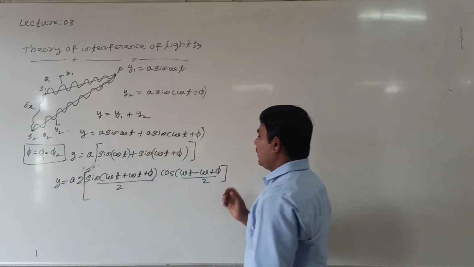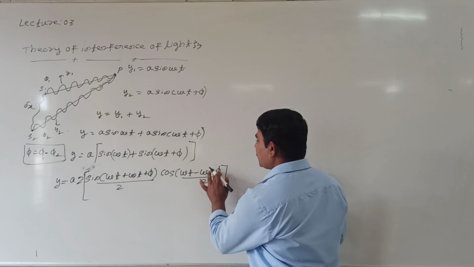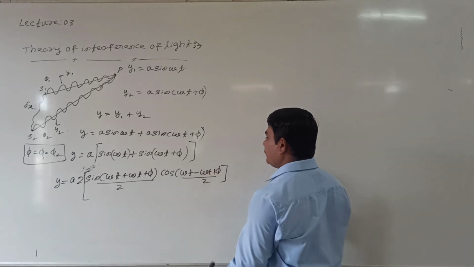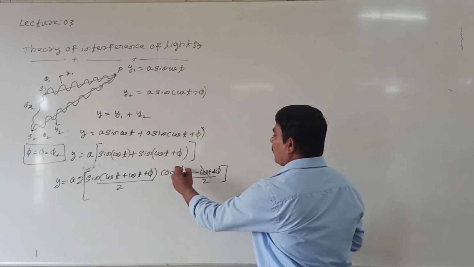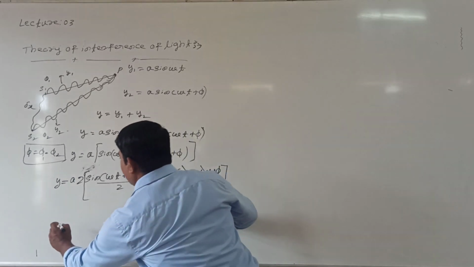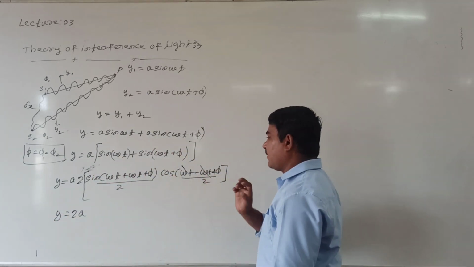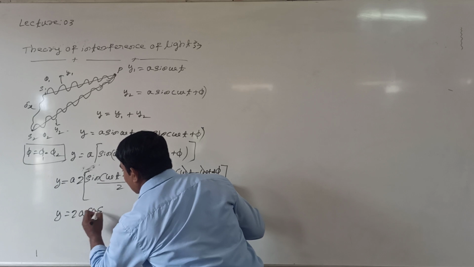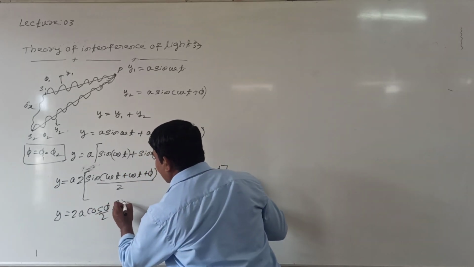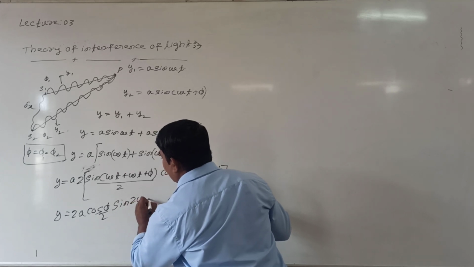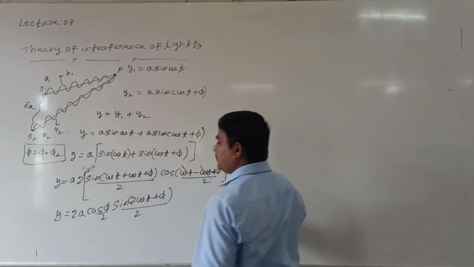Here, what values get cancelled? Look at me: omega t minus omega t plus phi by 2. This omega t gets cancelled. Then what is remaining? Y is equal to 2a, kept the same. Cos of phi by 2 remains. Then omega t plus omega t, sine of (2 omega t plus phi) whole divided by 2.